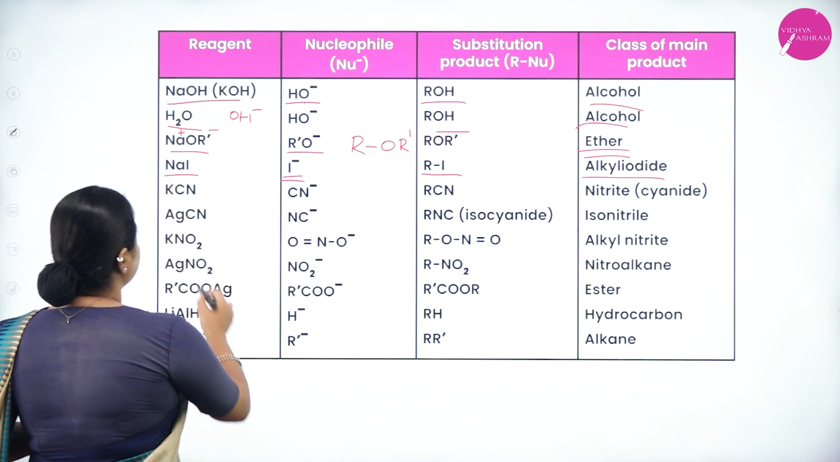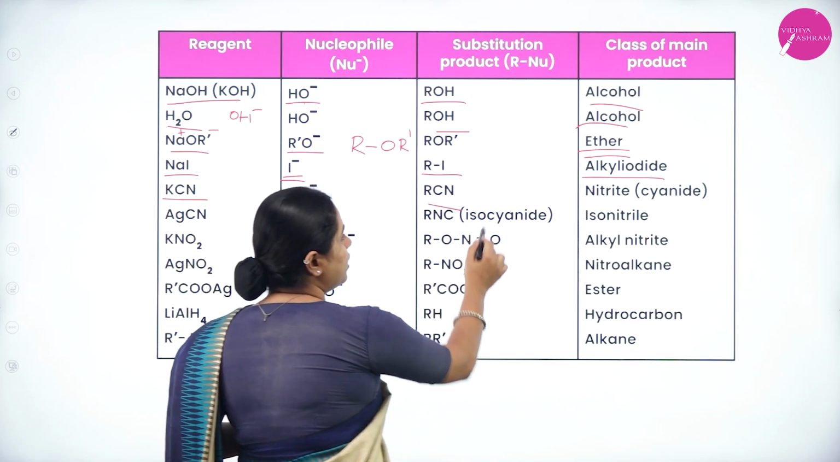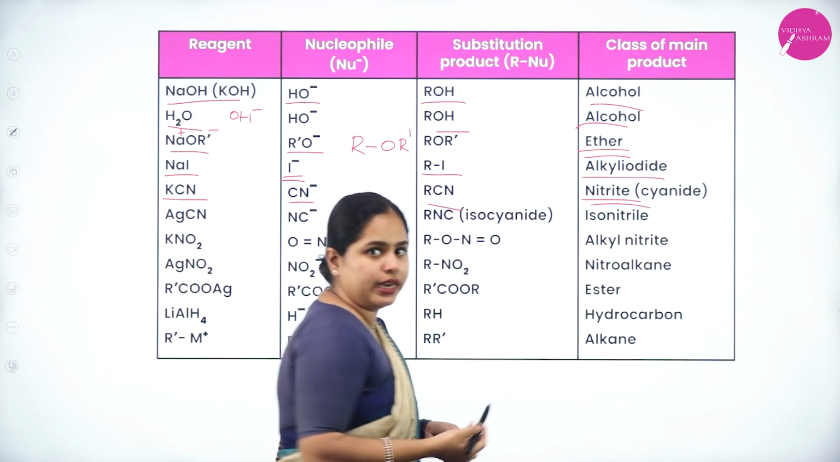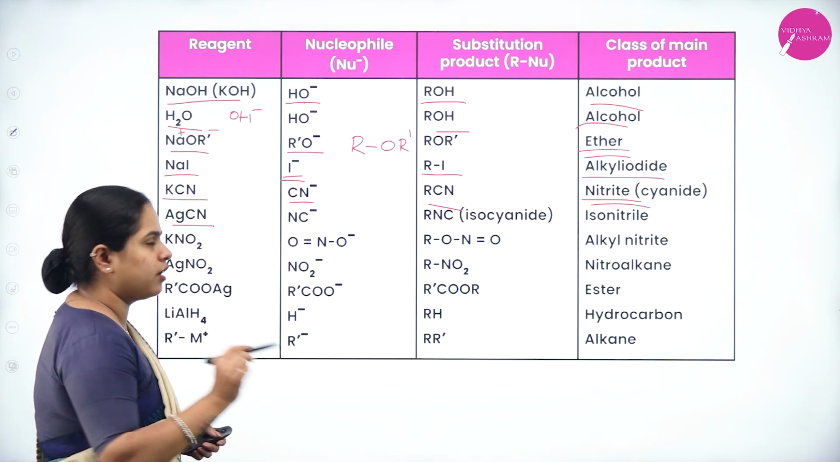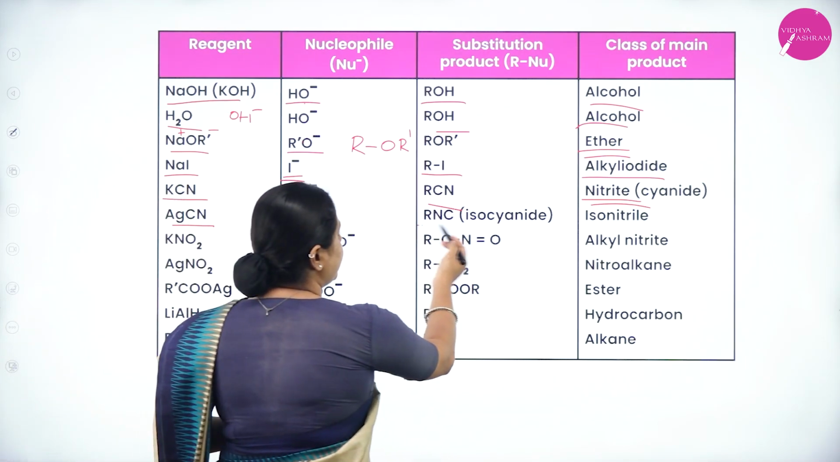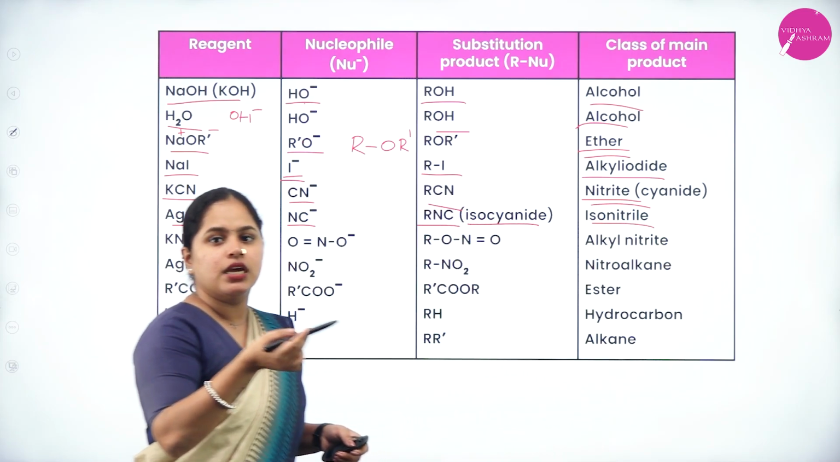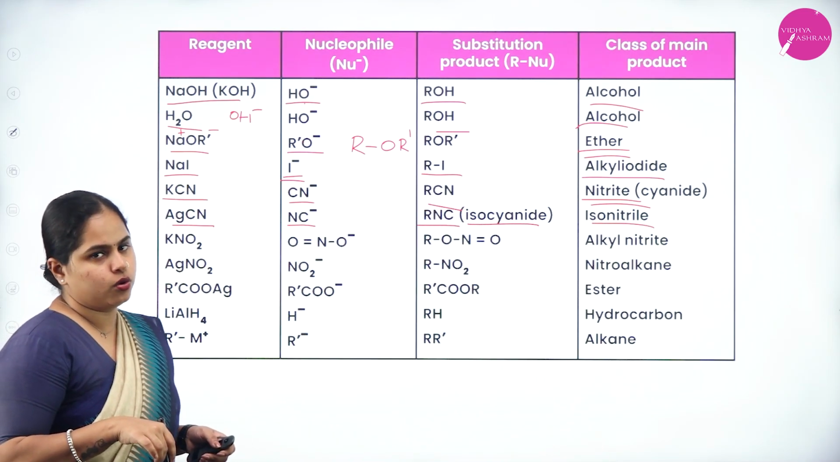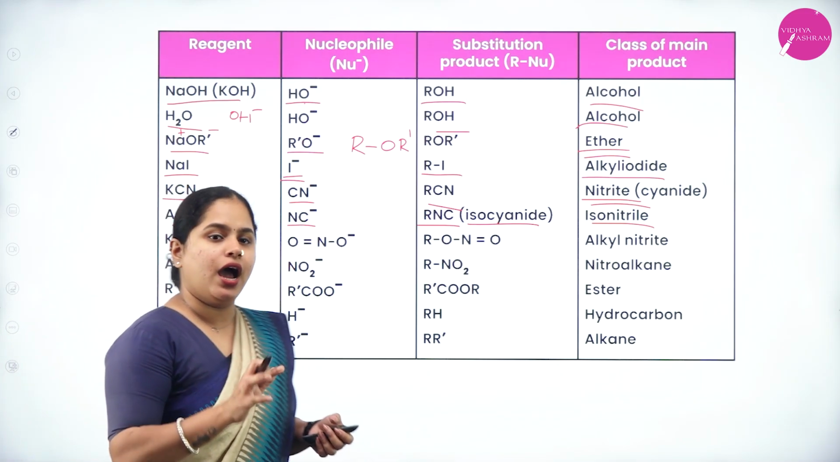Right. Now the next one is KCN. We have already discussed, it is CN minus. You will get RCN, which is called nitrile or cyanide. The next one is AgCN. It is reverse. You have to be very careful. It is NC minus. You will get RNC, which is called isocyanide or isonitrile. So that is cyanide and isocyanide. If you are using KCN, you get cyanide. If you are using AgCN, you get isocyanide.